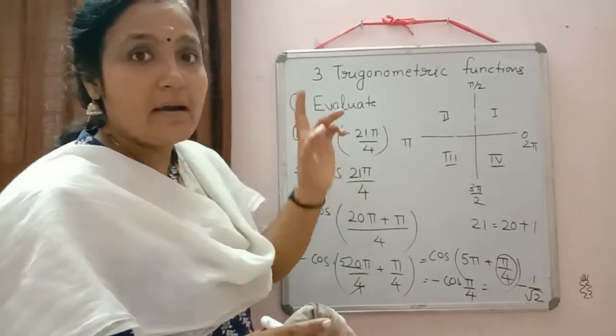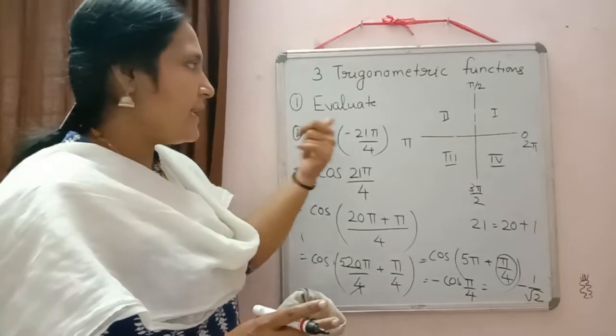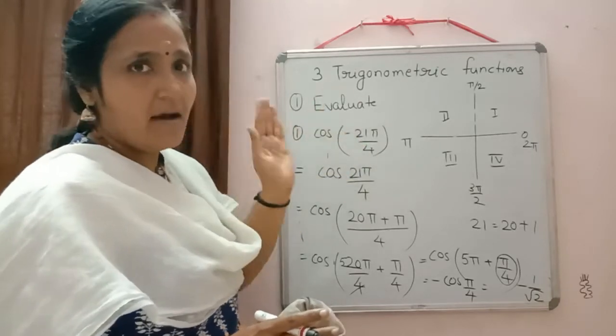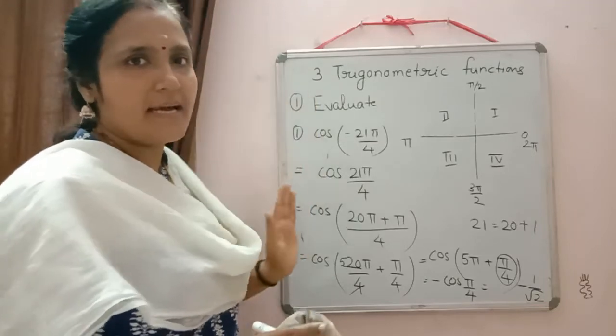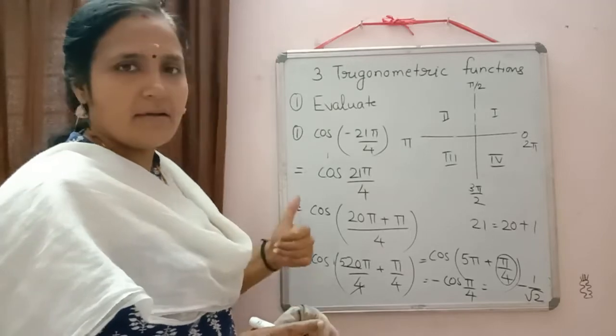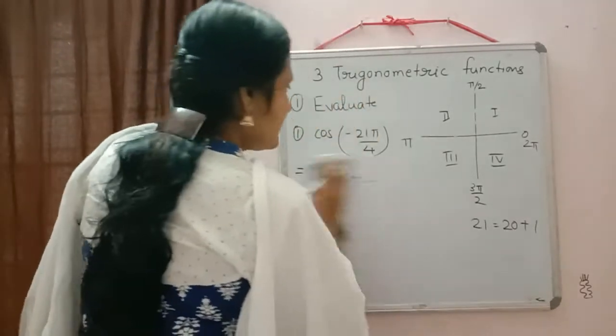Fourth quadrant, cos and sec positive. Okay, and then negative angle only: cos of minus theta is cos theta and sec of minus theta is sec theta. Rest all will come negative for negative angles only. Clear? Okay, so we'll do some more questions there. Write down the next one.